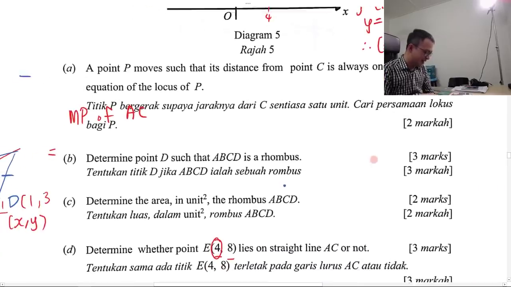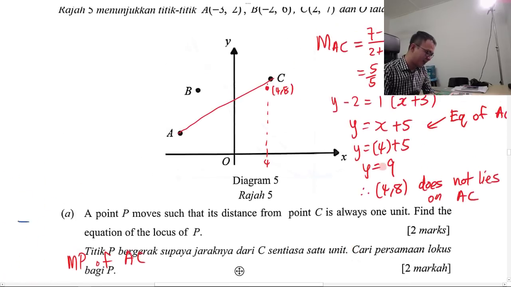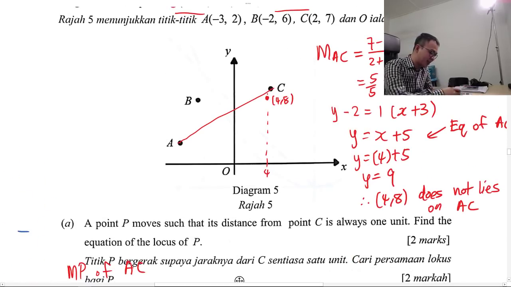And I skipped part C, which is to find the area of rhombus ABCD. It is very easy, because just now we found the coordinate D, right? D, if I'm not mistaken, is (1, 3), right?